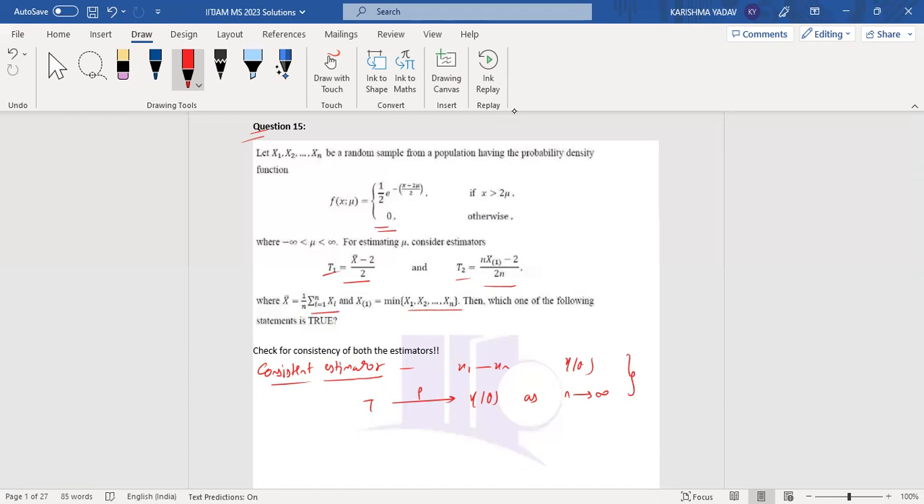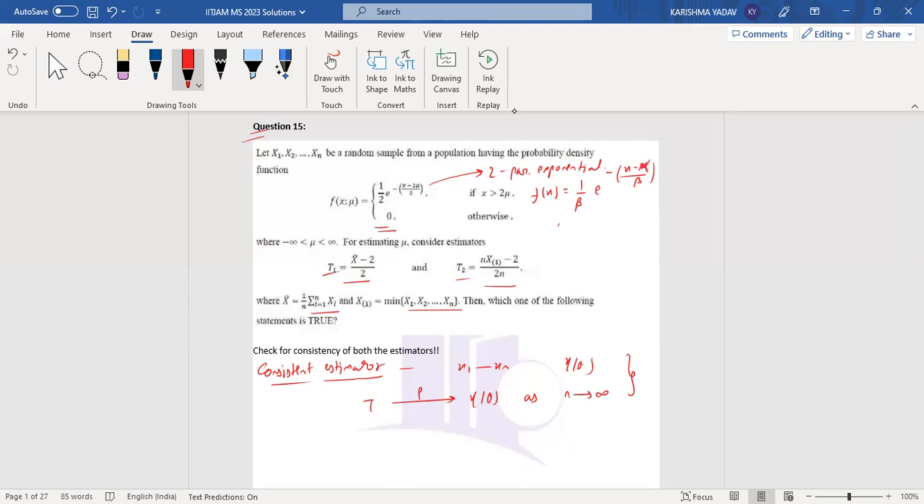Now let's look at the PDF, that is 1 by 2 e to the power minus (x minus 2 mu) upon 2. I am getting the idea from here. It is the PDF for the 2 parameter exponential. And what is the PDF for this? That is 1 by beta e to the power minus (x minus mu) by beta. This is the PDF for the 2 parameter exponential, where mu is my location parameter and beta is my scale parameter. Let's just replace mu by alpha.